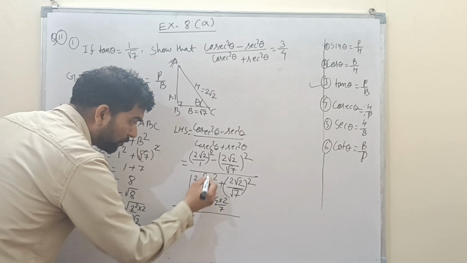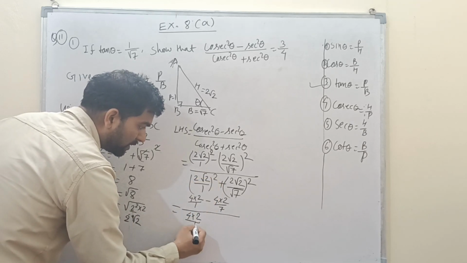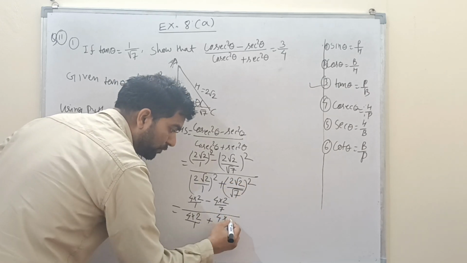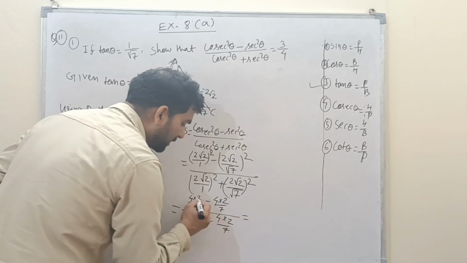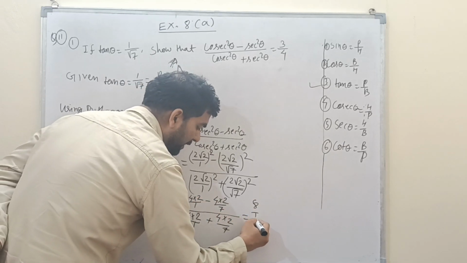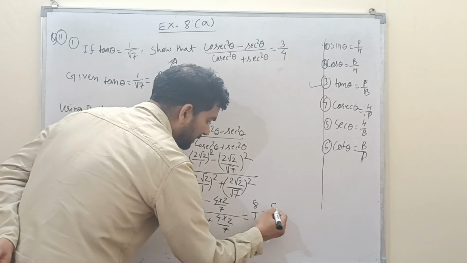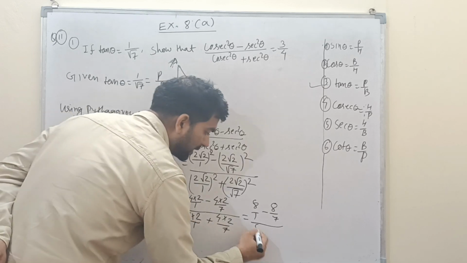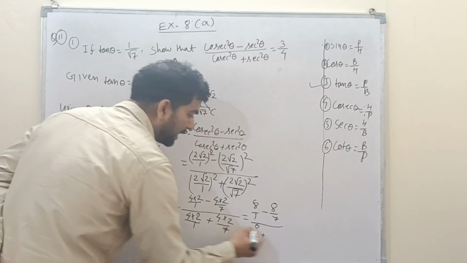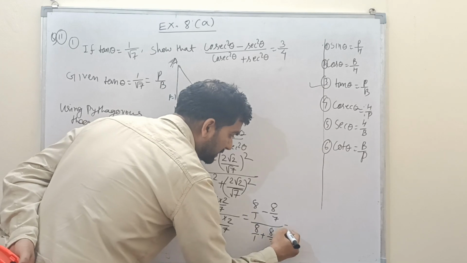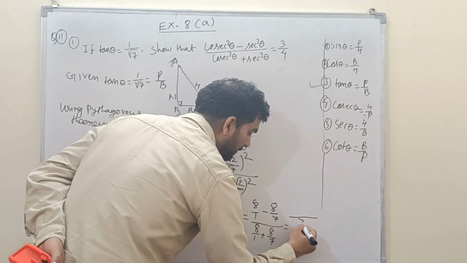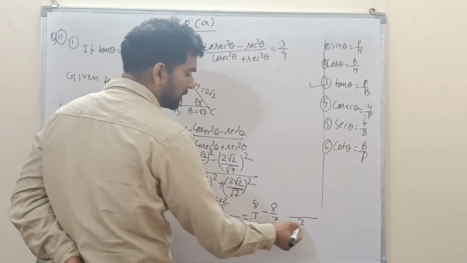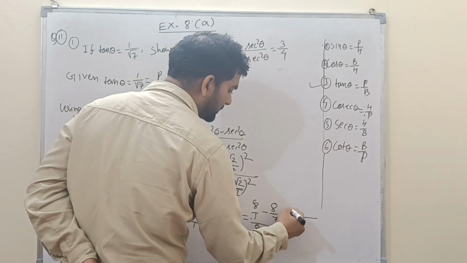Root 2 squared will be 2, and 1 squared will be 1, plus 2 squared will be 4, root 2 squared will be 2, then 7. So here 4 2s I will get 8 by 1, and 4 2s are 8 by 7 here. So 8 by 1 plus 8 by 7. Take the LCM. The LCM of 1 and 7 will be 7. So 8 7s are 56.